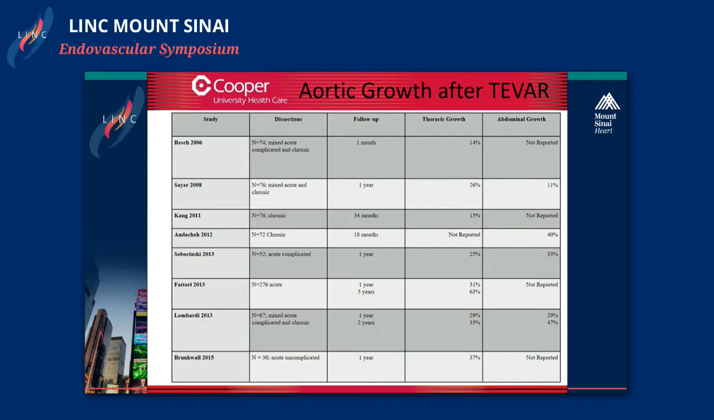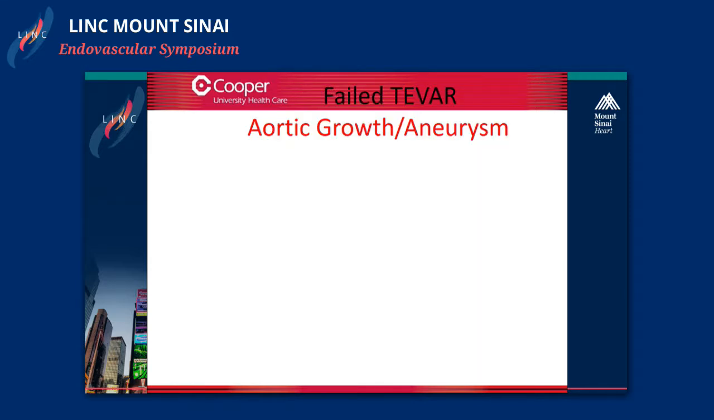These are a bunch of papers that are looking at diameters after TEVAR for type B aortic dissection. I look at both thoracic aorta and the abdominal aorta, and you can see that all of these papers show significant increases in aortic diameter for both of these areas. Abdominal growth is not reported heavily. However, you can see a 20 to 49% growth rate, 33% growth rate, 40% growth rate. So when you're done with your aneurysm or with your dissection, you'll know that surveillance is key ongoing.